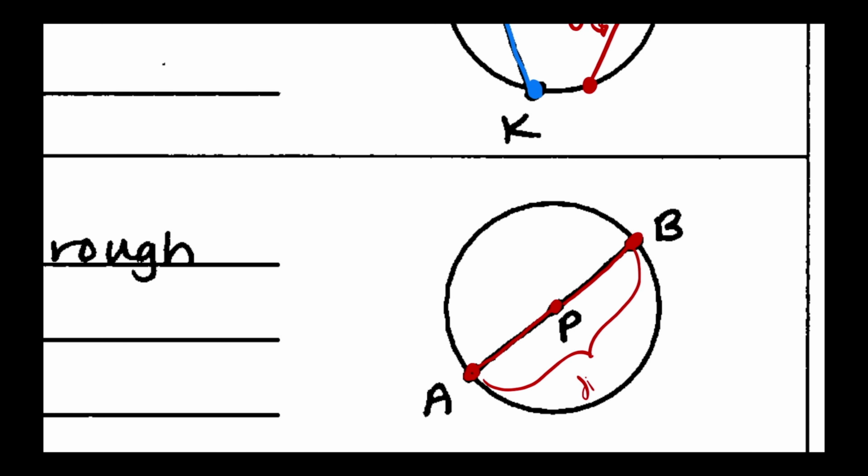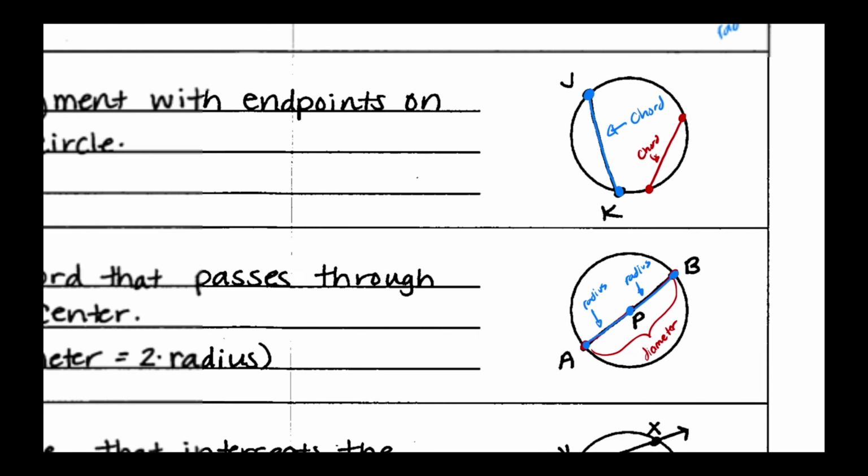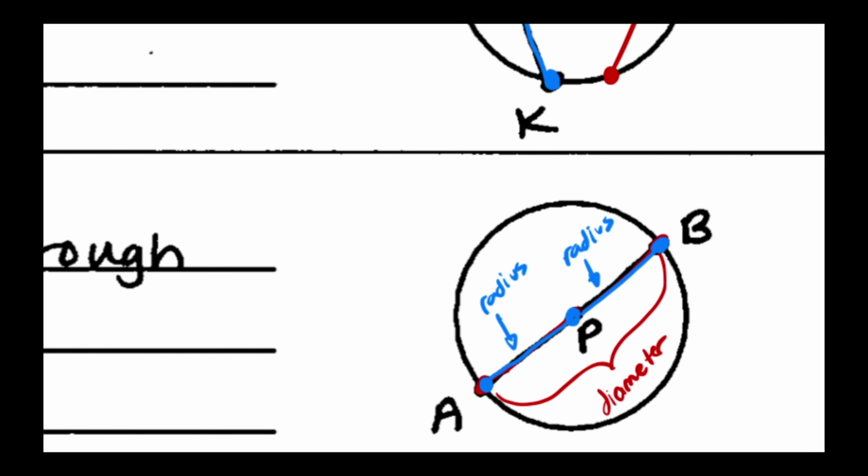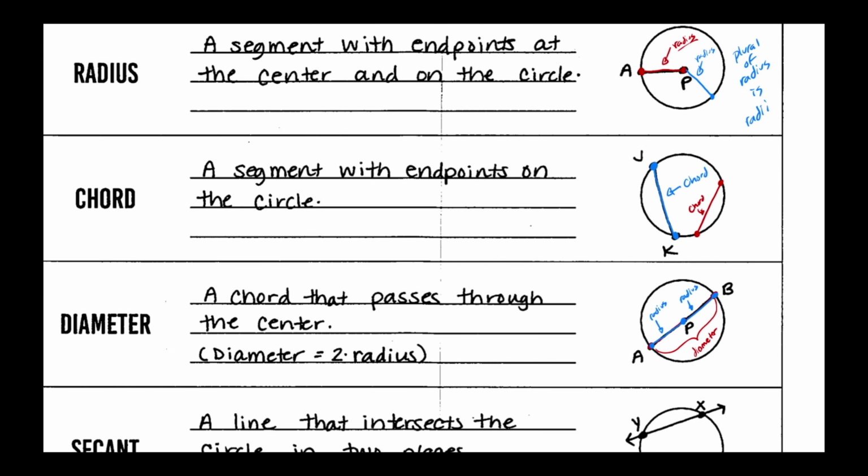Hold on, let me write that better. I'm sorry. But if you notice, it's just 2 radii, isn't it? So it goes all the way across. A radius just goes halfway from the center to the edge. The diameter goes all the way, but it goes through the center. So a diameter is a chord, but a chord that runs through the center. Basically, if you know the radius, then you just double it to get the diameter. Okay?